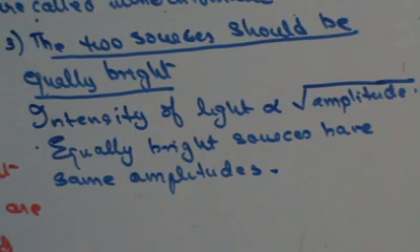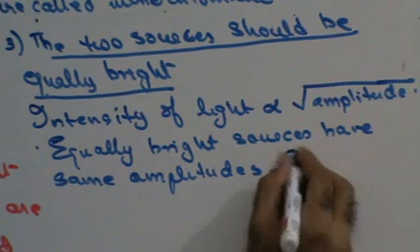Equally bright sources have the same amplitude. If the amplitudes of the waves are not equal, then the waves that arrive at a point will be out of phase, and the point will therefore not be completely dark. So if I want a completely dark point, and a steady state interference, then the two sources of light should be equally bright.